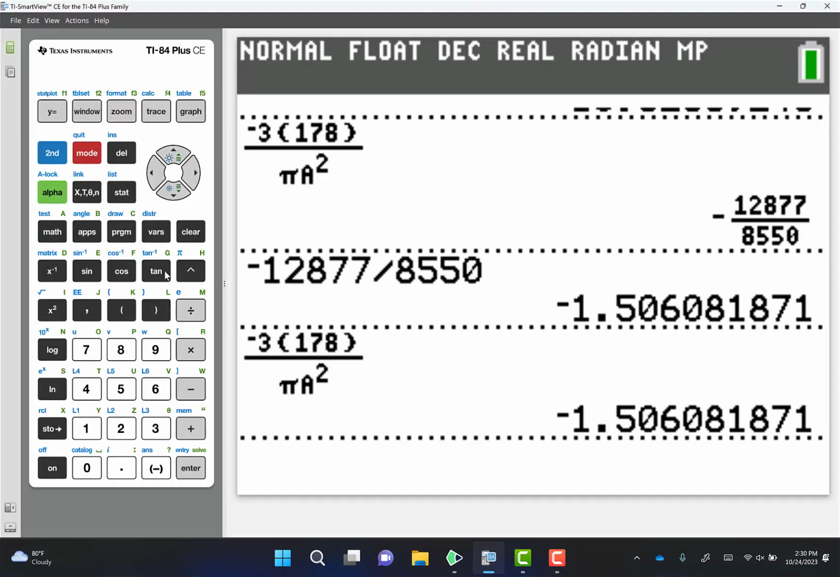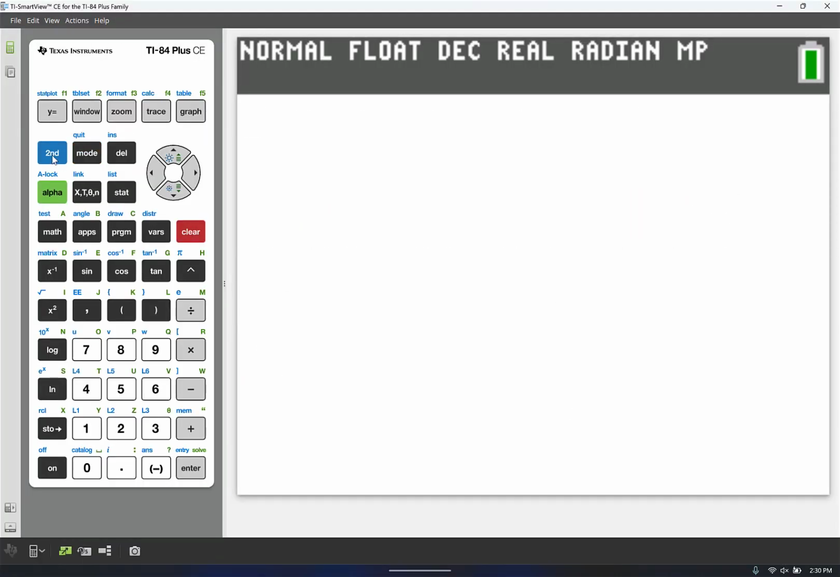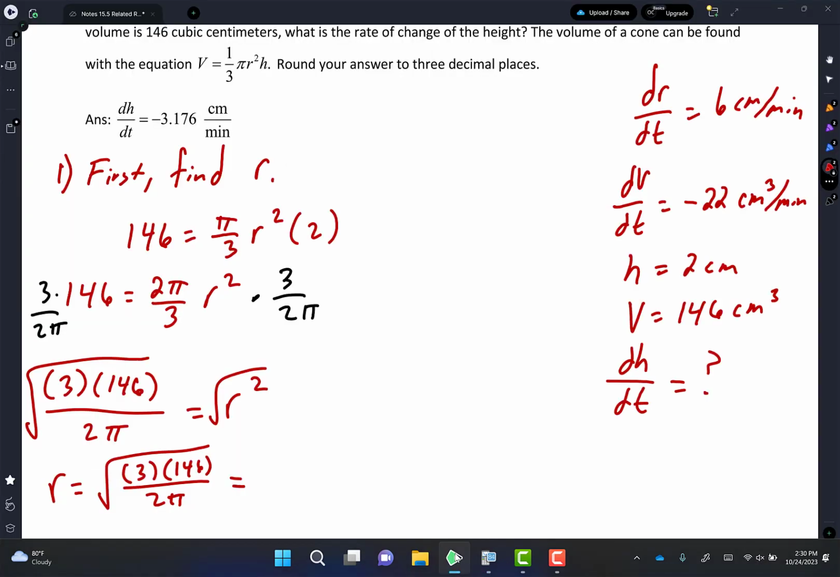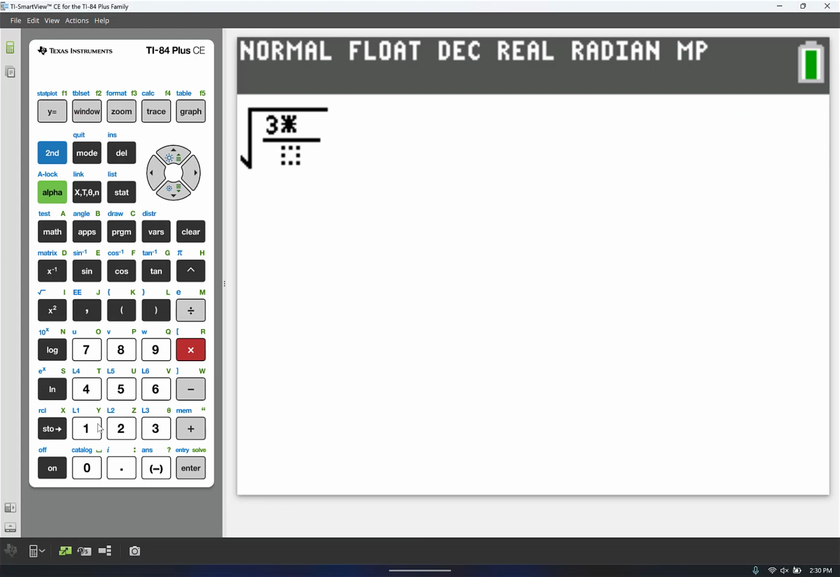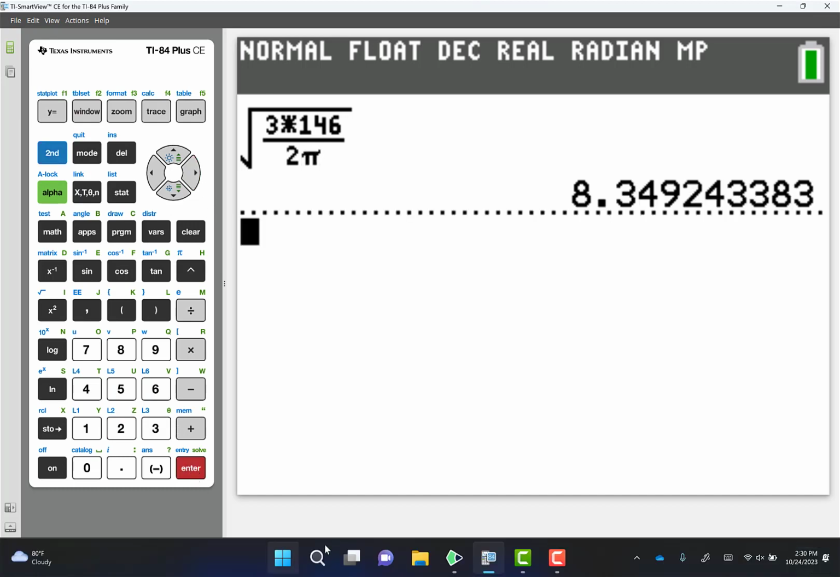So here we go. I take my little calculator. Let me clear this. Second square root. I push alpha y equals, enter, so I don't make any mistakes. There's my little fraction. And I already forgot what it was. 3 times 146 in the top. And the bottom, what do I put? 2 pi. And then I push enter. And let's see what I get. 8.349.